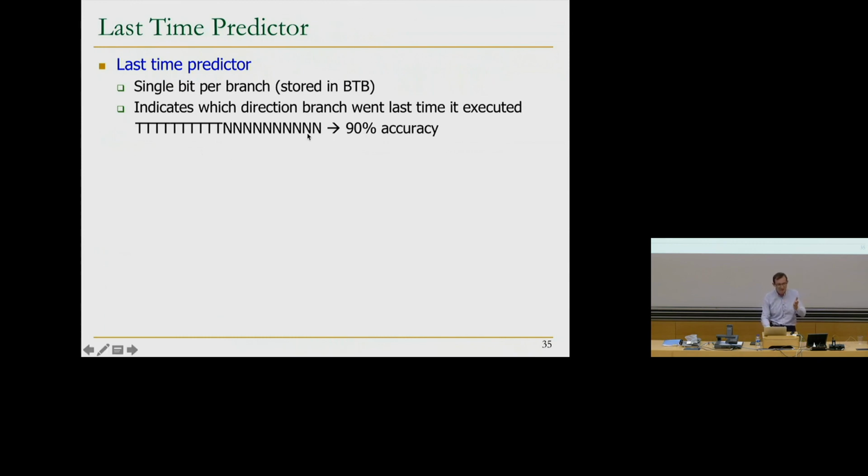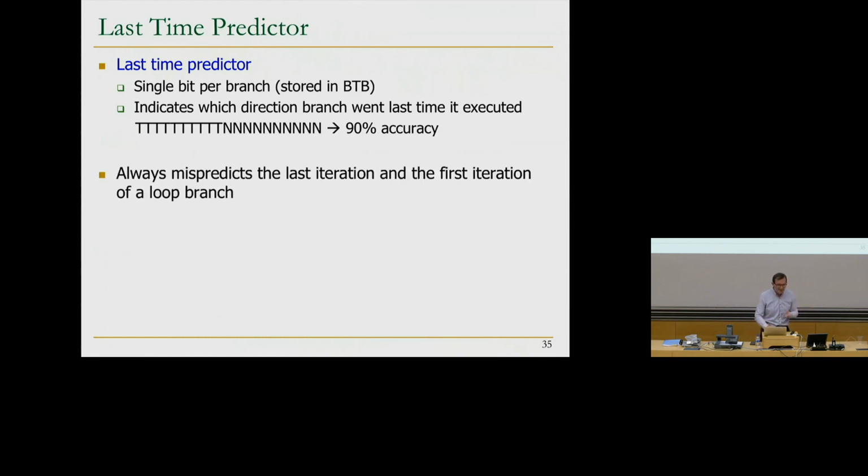So if you have this pattern repeating in a loop, you get 90% accuracy because you mispredict in this taken to not taken switch, and you mispredict from this not taken to taken switch. Assuming that this pattern repeats in a loop, so 90% accuracy, which is great. But the downside is it always mispredicts the last iteration and the first iteration of a loop branch. Basically, you mispredict here and you mispredict here. So accuracy for a loop with n iterations is (n minus 2) over n.